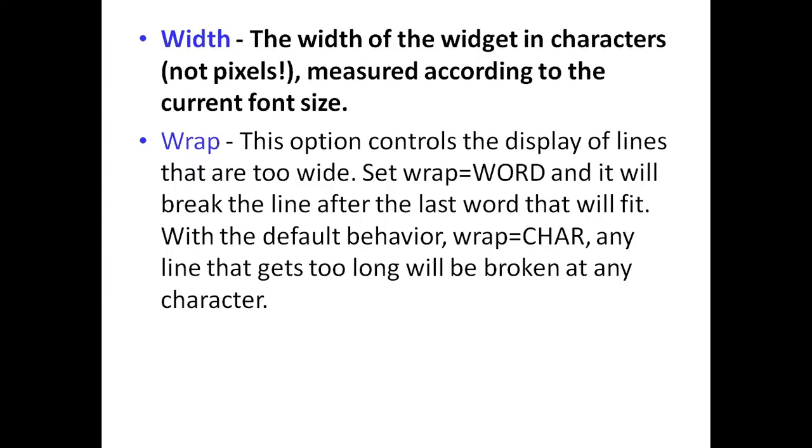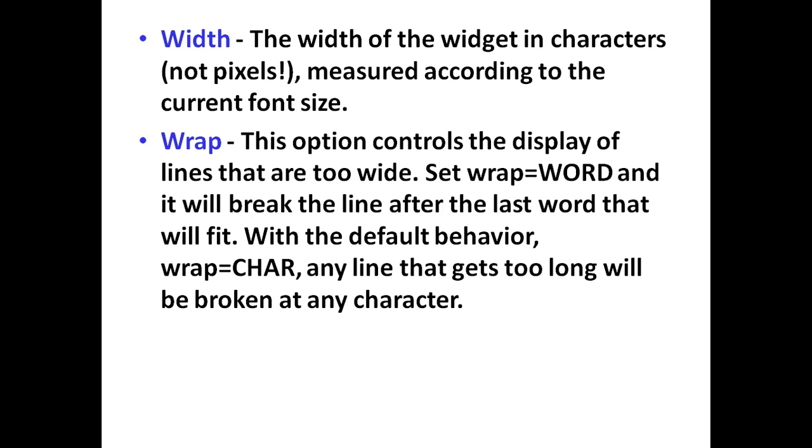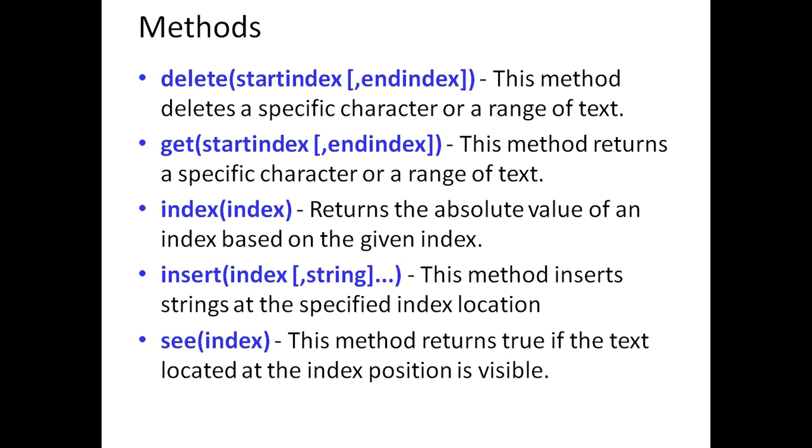The width option sets the width of the widget in characters, which is measured according to the current font size. The wrap option controls the display of lines that are too wide. If we set wrap equal to word, it will break the line after the last word that will fit, which is the default behavior. If we set wrap equal to char, any line that gets too long will be broken at any character.